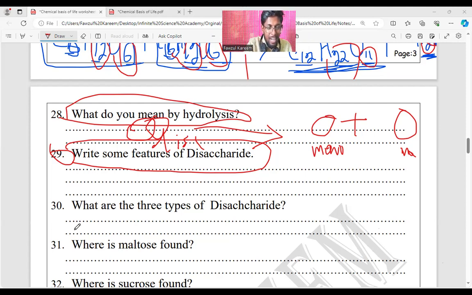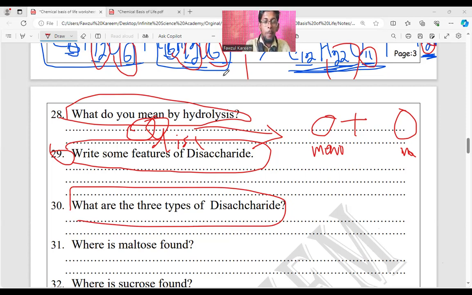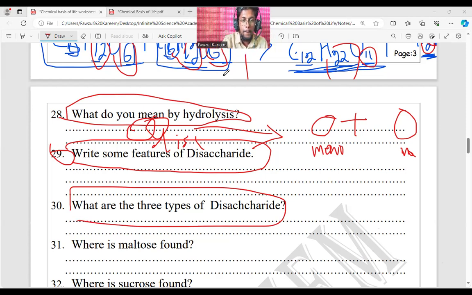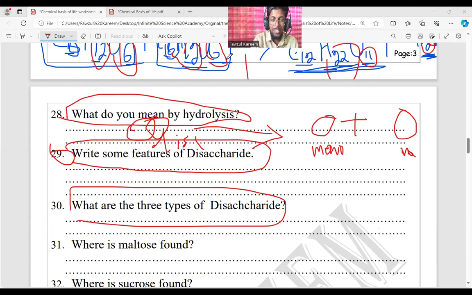So what are the 3 types of disaccharide? Rashida Amani has sent the correct answer. Rana, can you say what are the 3 types of disaccharides? There are 3 types. I have drawn a flow chart here. Yes, maltose. Rashida Amani, very good. Okay, Rana Zainab, next answer: sucrose. And the third one, lactose. Very good. So maltose, sucrose, lactose. These are the 3 types of disaccharides.